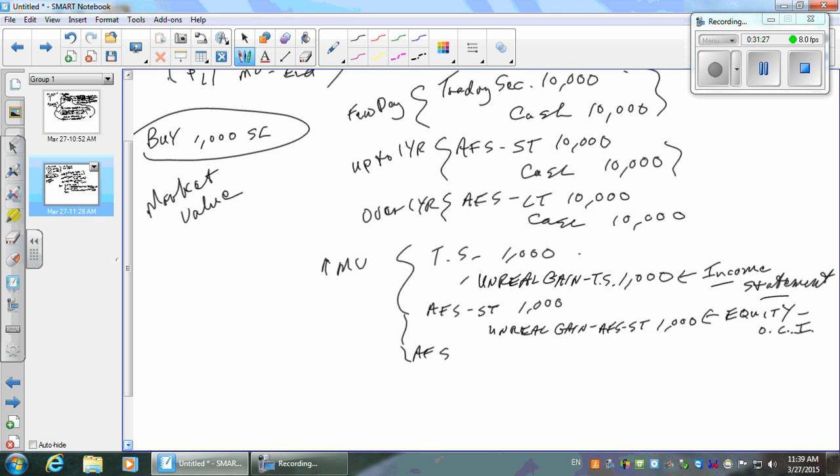Available for sale, guess what? Long term. That's exactly the same, and it's unrealized gain or loss, depending on which direction it goes, on available for sale. Long term. Other comprehensive income. Yeah, we'll talk about it. Other comprehensive income. It's a whole section of the equity statement. We'll talk about that some more. So those entries look exactly the same because they are. It's just one's short term, the other one's long term. Got the idea? Same deal.